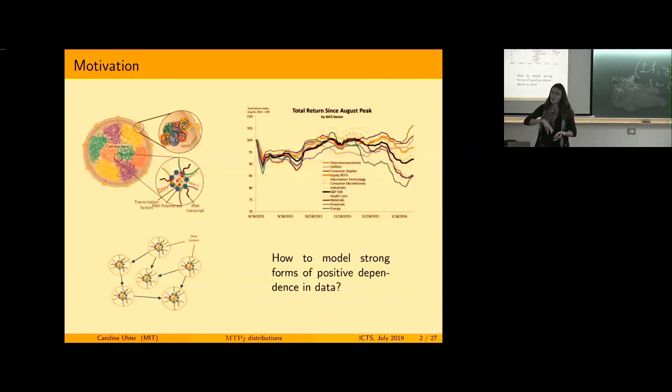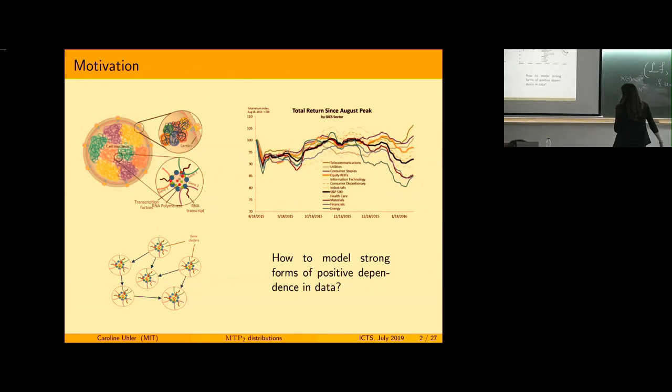So they show this very strong form of positive dependence, and we would like to be able to model this kind of positive dependence. MTP2 is the strongest form of positive dependence known right now. Until now, it has only been studied from a theoretical perspective, but what I would like to highlight today is that I think it is very interesting to take it into account also from a modeling perspective.